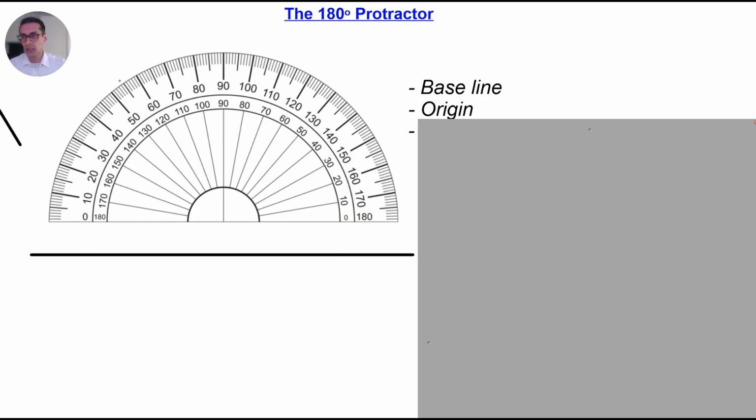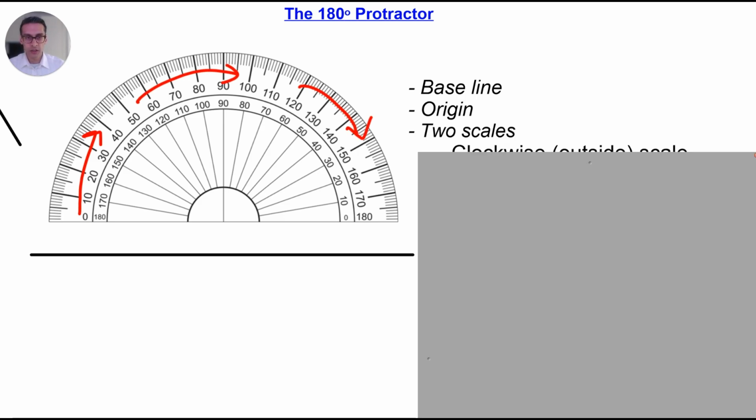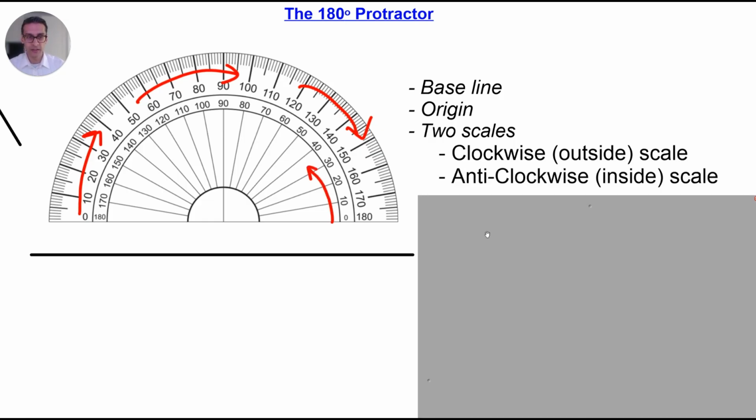Now we need to distinguish between both of these and make sure we pick the right one when we're measuring angles. So this direction here for the outside scale, if you imagine a clock with hands, this is going clockwise, so the outside scale is clockwise, and then the inside scale is going the other way. So we would say that's the anti-clockwise scale.